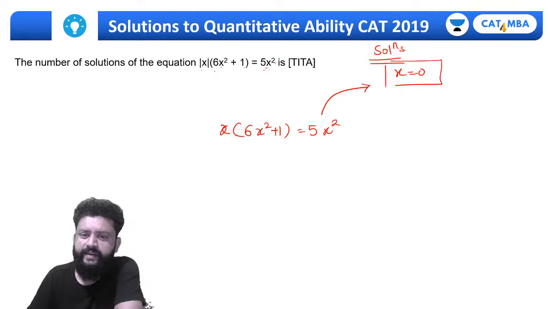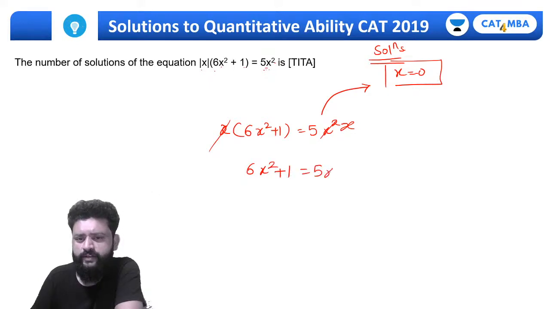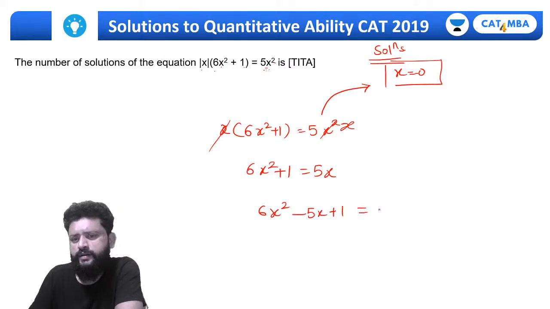Now if I cancel out x here it will be just x. Now we are getting the equation 6x square plus 1 is equal to 5x. So the equation is 6x square minus 5x plus 1 is equal to 0.